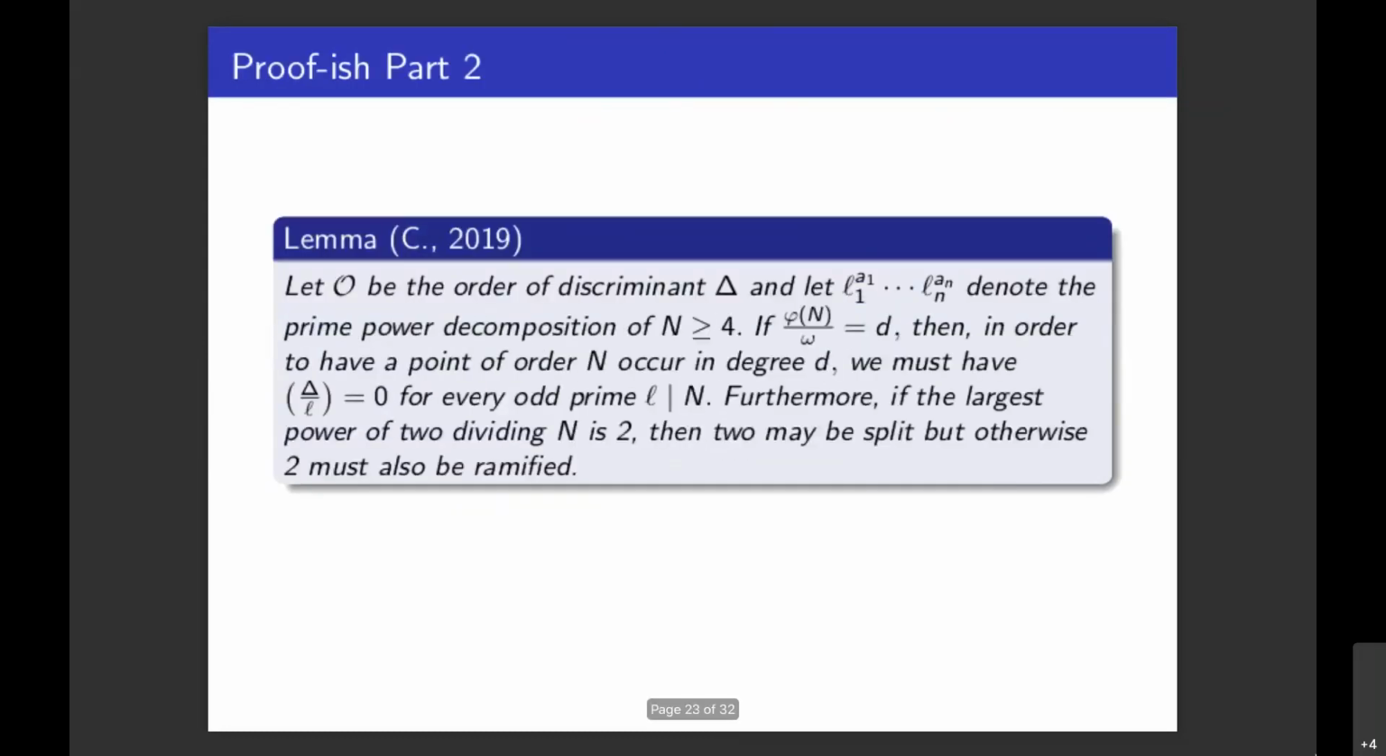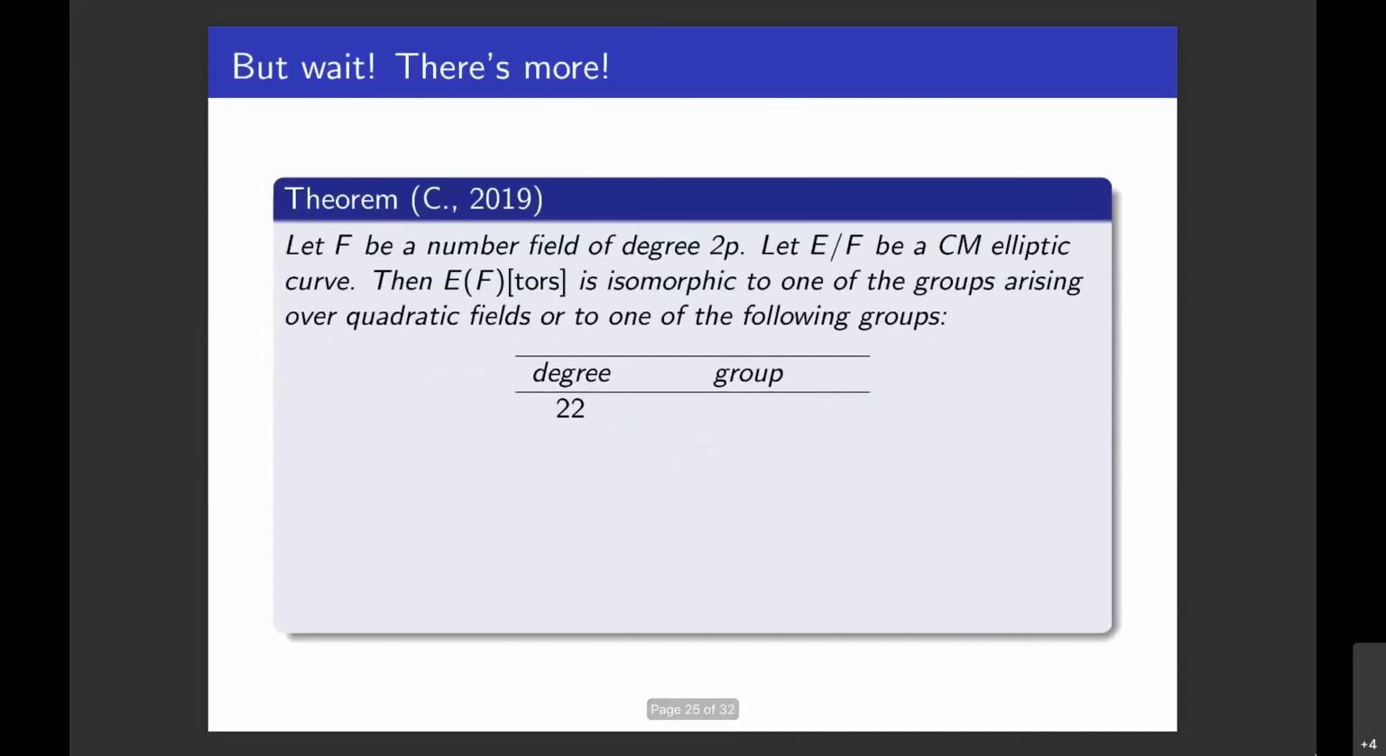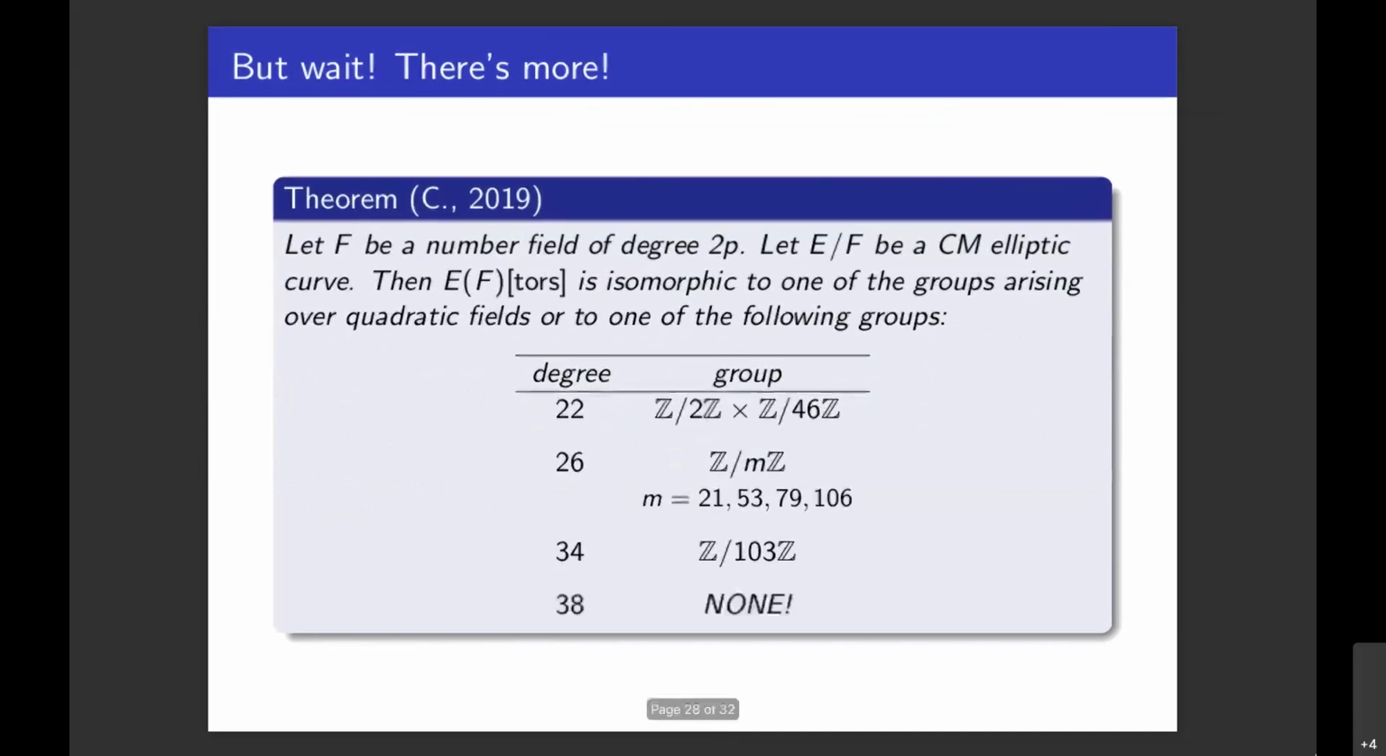All right, we have 14, so what's next? We also are able to do some computations and find new groups occurring in degree 22, 26, and 34. Notice all of these are of the form 2 times a prime. But in degree 38, this is the first time we see no new torsion. So the only torsion subgroups that occur for d equals 38 also occur over a quadratic. So we say it has no new torsion.